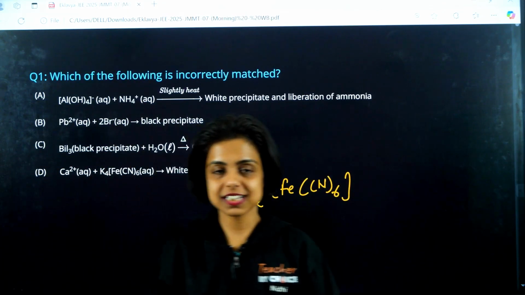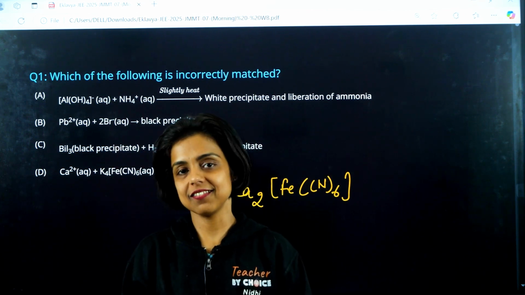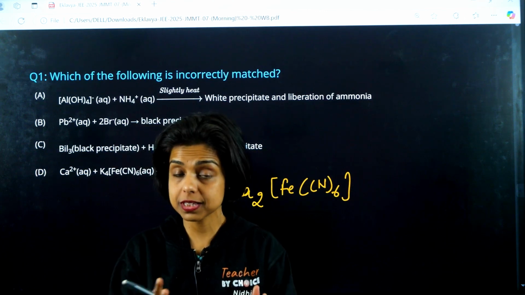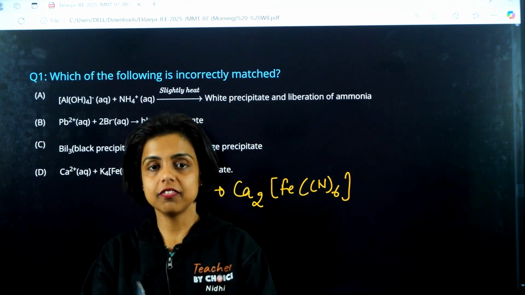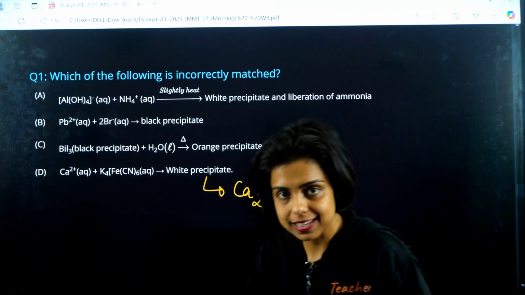Hello everyone, now let's start discussing the chemistry portion of your JEE Mains mock test 7. Yes, JMMT-7 started with chemistry only. Let us see the very first question, and I hope this paper, chemistry portion, went really well. Let's check the question. So the very first question is from qualitative analysis, right?